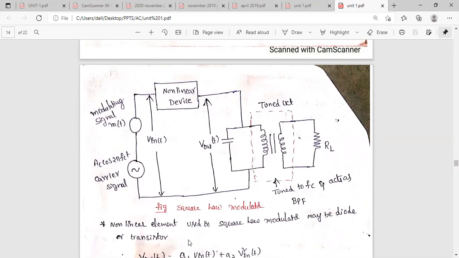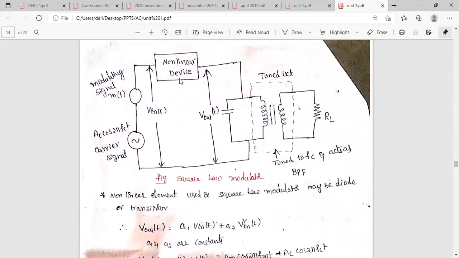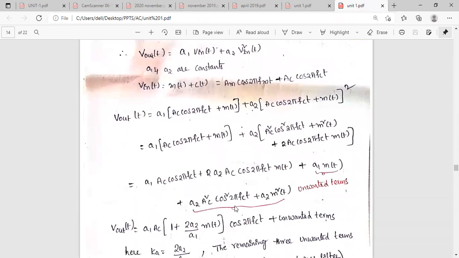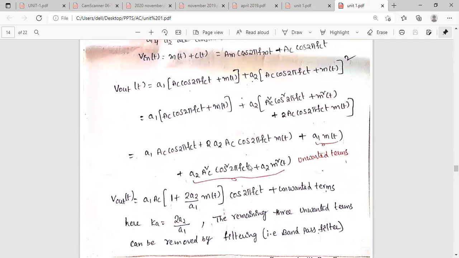If it is a square nonlinear device, the output of this nonlinear device is non-linear with respect to the input. We can write the non-linearity expression: output is equal to a1 into v of t plus a2 into v square of t, where a1 and a2 are constants. If you substitute v is equal to m of t plus c of t, you will get this. So we have a number of frequency components. Here you may observe, after that we have the band pass filter circuit.